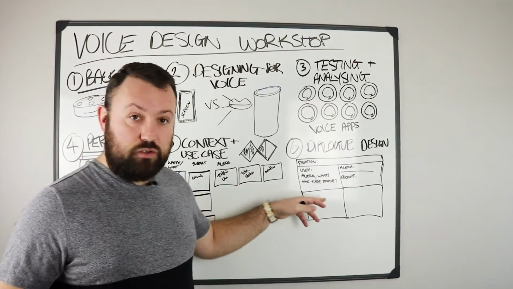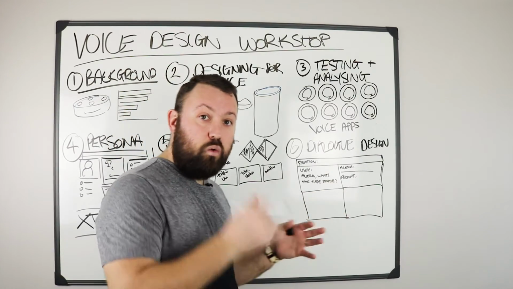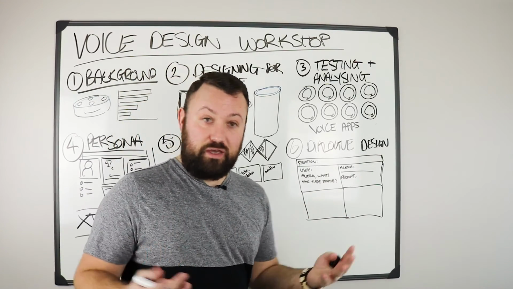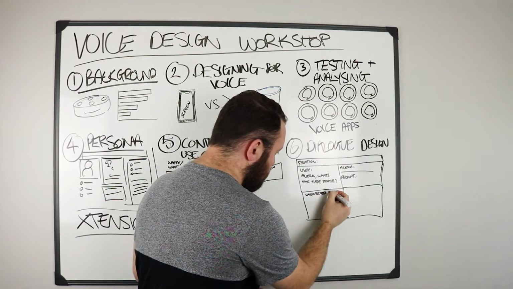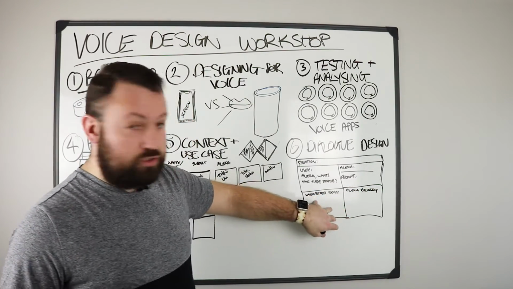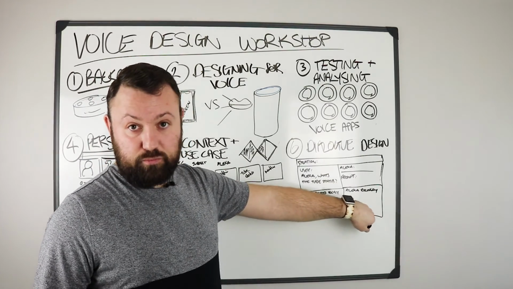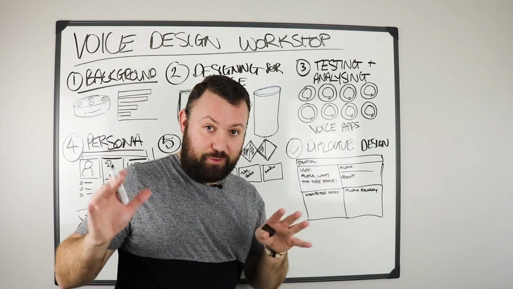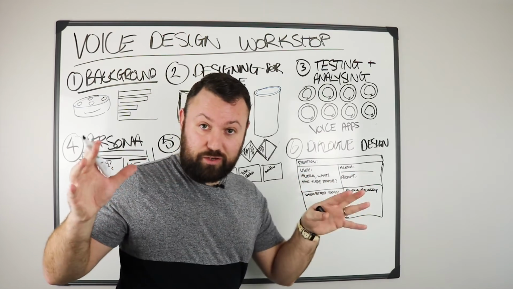Then you've got space underneath here for error recovery. So what if the user says something that you're not expecting? And what kind of things might they say? Unexpected responses or unexpected user utterances, and then how would Alexa deal with that afterwards? If you're feeling fancy and you've got time, you might want to do a mock-up of what a visual might look like.